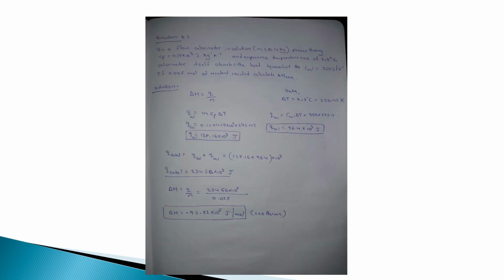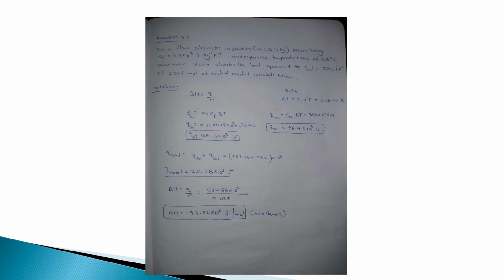Problem 3 is stated as the flow calorimeter. In a flow calorimeter, a solution of mass 0.12 kg passes through a container of specific heat capacity 4.18 into 10 power 3 joule per kg Kelvin and experiences a temperature change of 2.3 degrees Celsius. The calorimeter itself absorbs heat equivalent to 350 joule per Kelvin. If 0.025 mole of the substance reacted, we have to calculate the change in enthalpy. Delta H equals Q by n, which is the main formula.